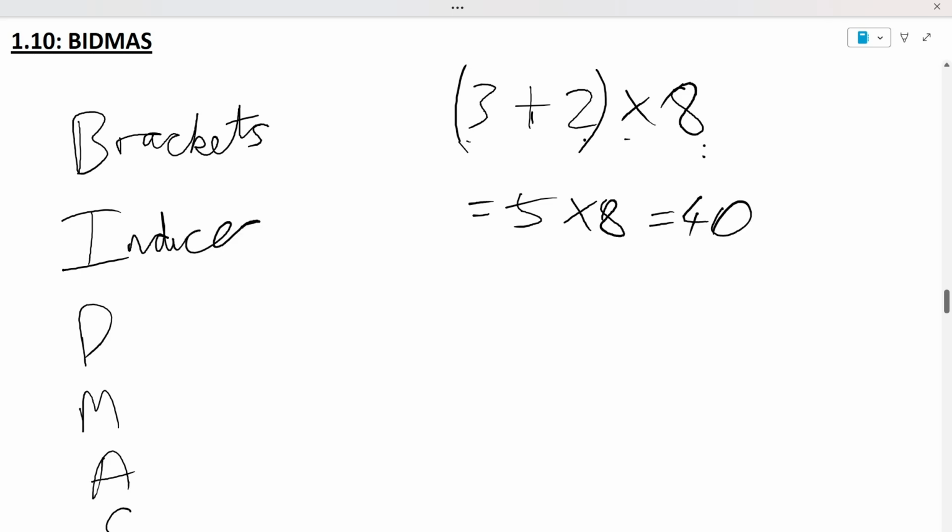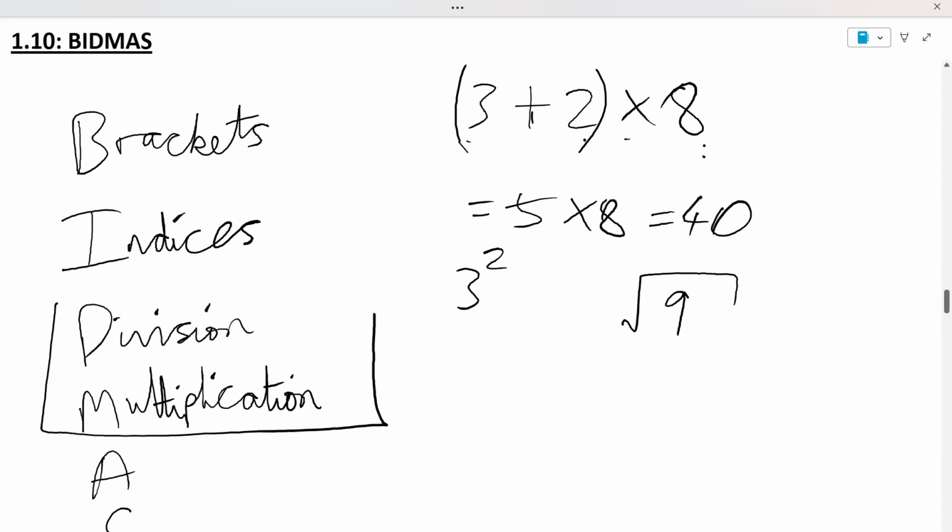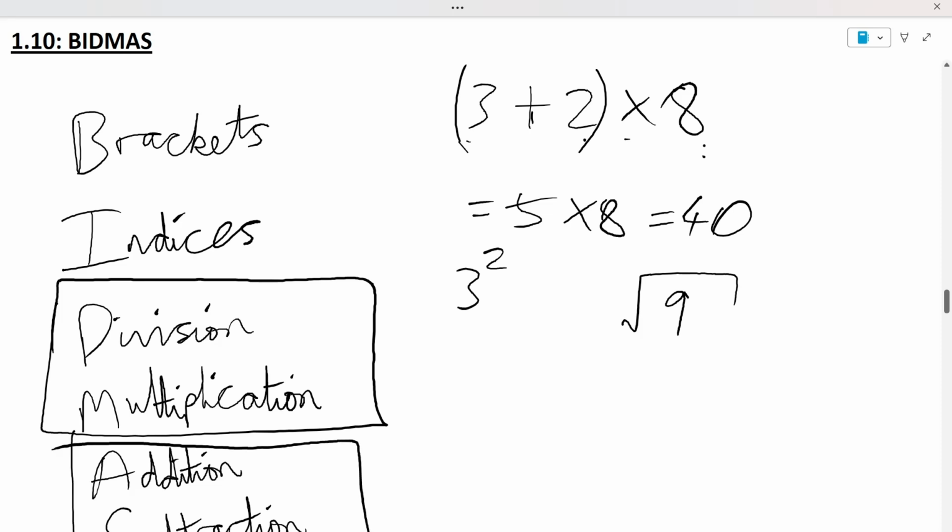Indices are next, so that's anything to do with powers. That could be something squared, or square roots, anything to do with powers and roots. Division and multiplication are next, and they're on the same level, so it doesn't matter what order you do them in. They're the same level of importance, and addition and subtraction are also the same level of importance. So if you see any of them, you should just go from left to right as normal.